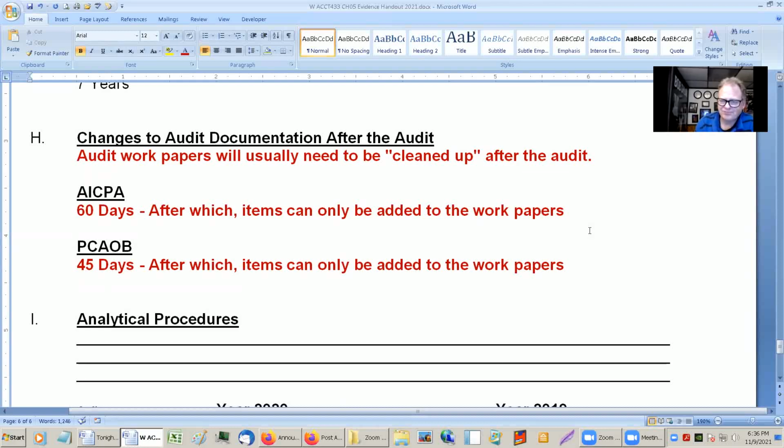Question on that? So yes, you have to clean up the audit. Anything you're going to take out, you have a limited time to do that. The reason is obviously they want this to be a good documentation set of evidence, so that if something is wrong or something needs to be investigated, the information will be there. Someone doesn't start destroying the evidence after that period of time.